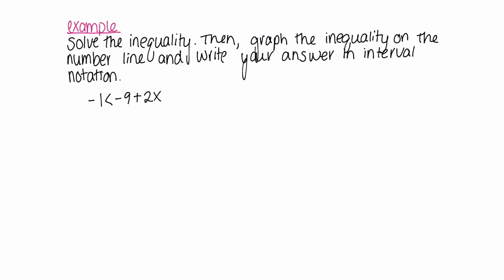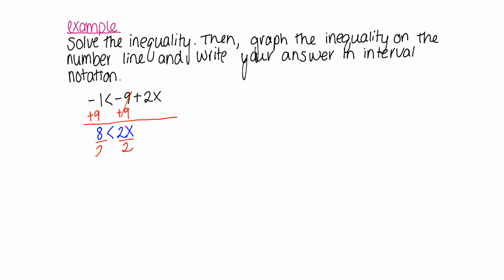Let's do another. -1 is less than -9 plus 2x. Right? So we want to get the x by itself, which means we have to start by getting 2x by itself. We'll take care of the -9 first because he's the party crasher. To get rid of a -9, we're going to add 9 to both sides. That will cancel out these 9s here. -1 plus 9 is 8. Let me do that in blue. 8. The direction stays the same because we didn't multiply or divide by a negative. The 9s are gone and we have a 2 left.